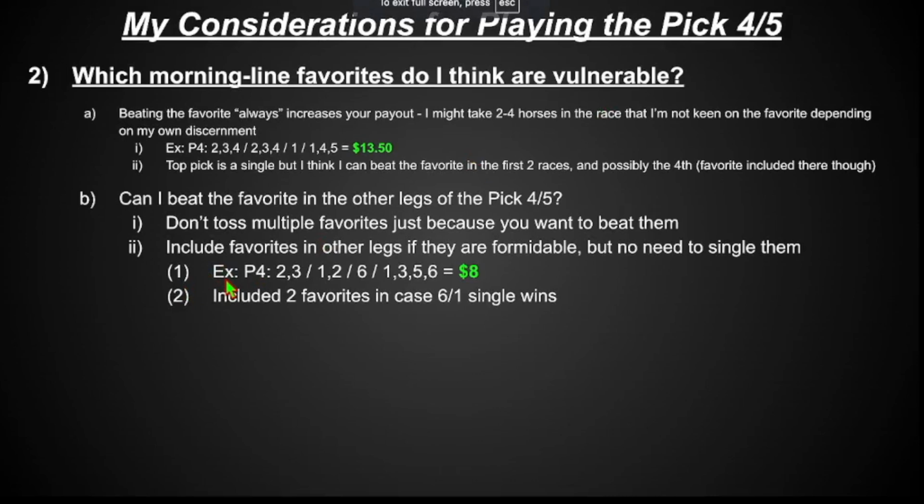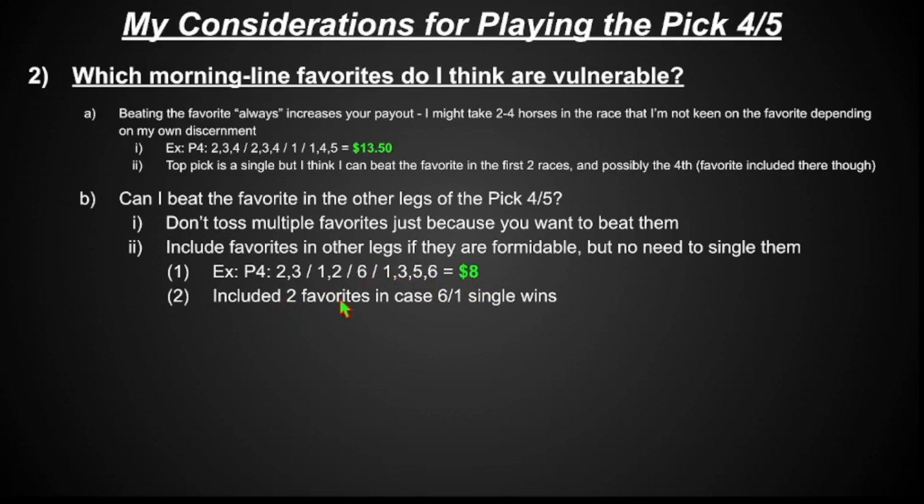So for example, pick 4, 2, 3 with 1, 2 with 6, my single 6-1 here with 1, 3, 5, 6. So I have the favorite in the second leg, but I'm also taking another horse. The favorite in the fourth leg, but I'm also taking a couple of other prices with it. 2 by 2 by 4 is an $8 wager total.